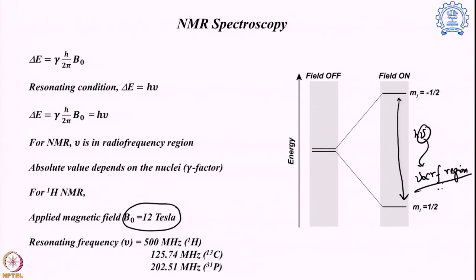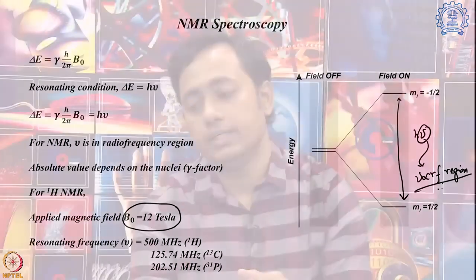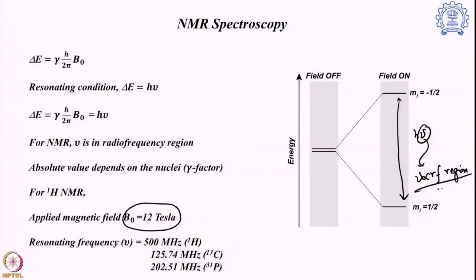So if we look back again, electromagnetic radiation is the important factor to bring the lower magnetic spin state to the higher magnetic spin state, where the spin can be flipped. Now, the other important factor, as we just discussed, is the gamma factor, which says how much the energy gap will be. The nuclei itself will have a say, because each nucleus has its own gyromagnetic ratio. If I use the same magnetic field of 12 Tesla, the energy gap will be different for different nuclei. And over there, I'm taking the example of three different nuclei.